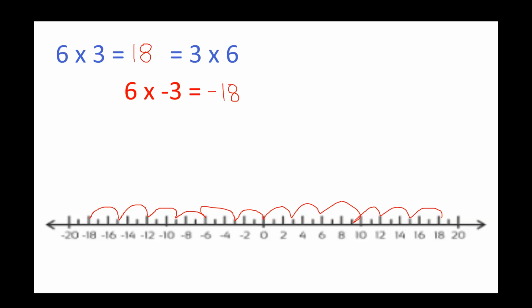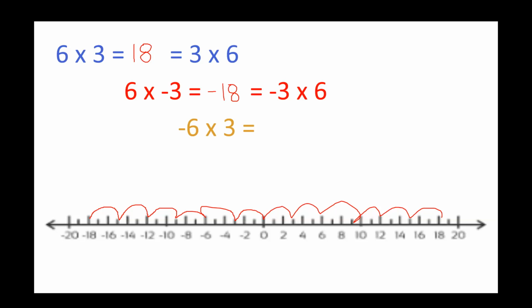Multiplication remains commutative even if there's a negative number involved. So 6 times negative 3 is the same as negative 3 times 6. What if we move the negative sign to the other number? So now we have negative 6 times 3.